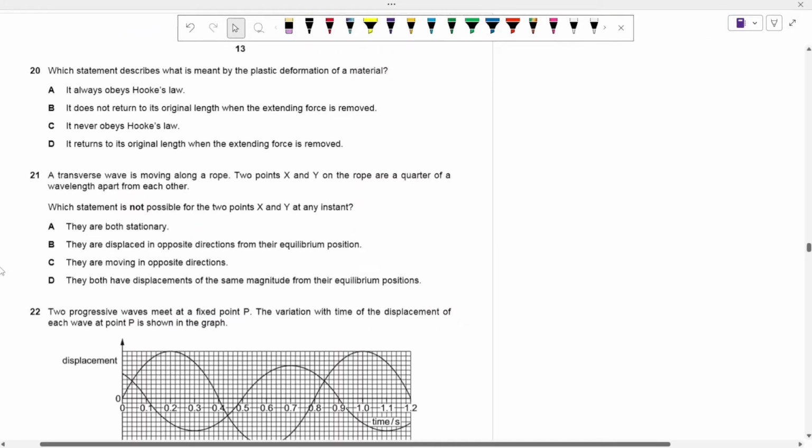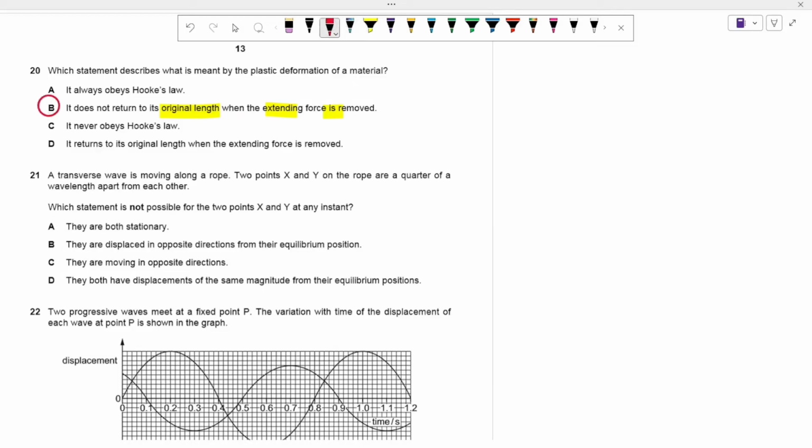Question 20. Which statement describes what is meant by plastic deformation of a material? Plastic deformation basically means that a material does not return to its original length when the extending force is removed. So if you remove the extending force, it will not return to its original length. That basically tells you it has experienced plastic deformation. So the correct answer will be B.